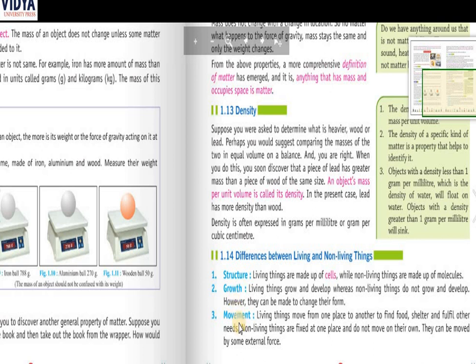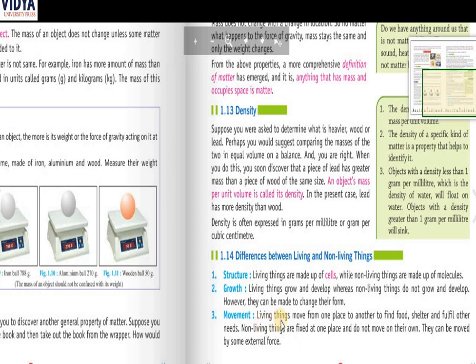Movement. Living things have to move from one place to another in order to search for food, shelter, and hide from the enemies. Non-living things are fixed at one place and do not move on their own. They can move by some external force.